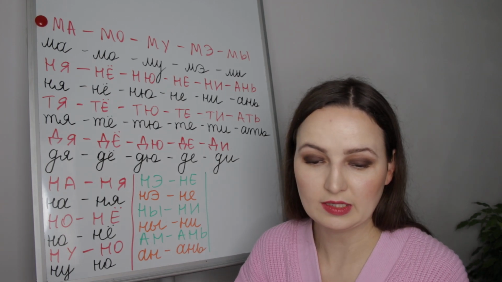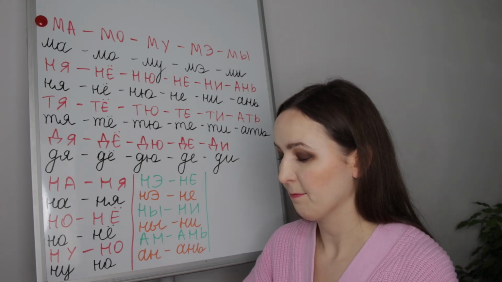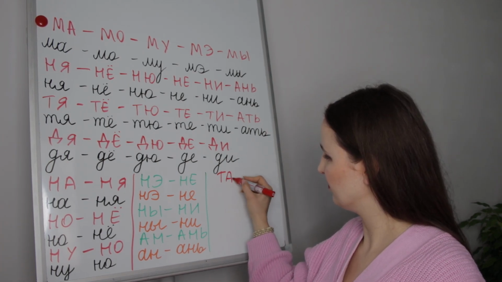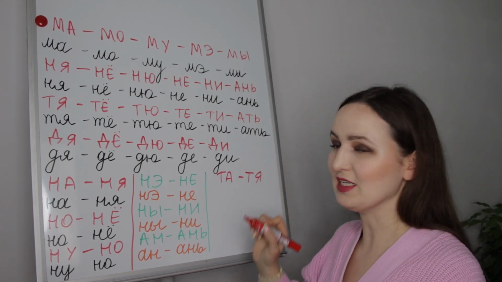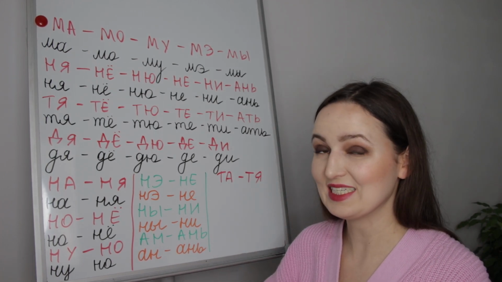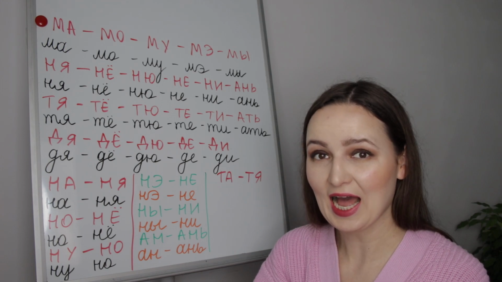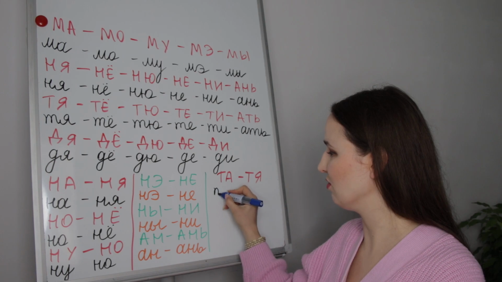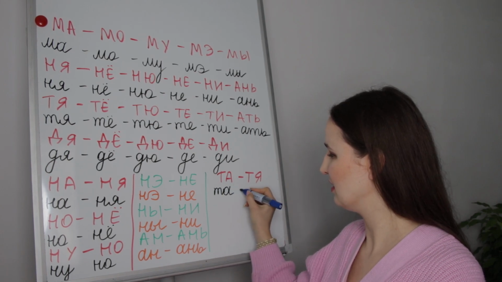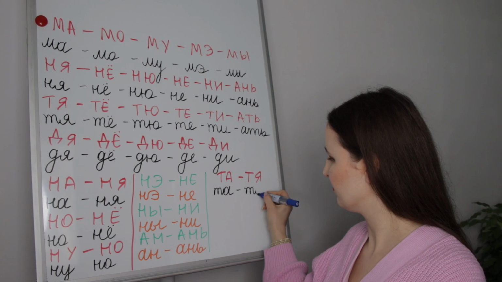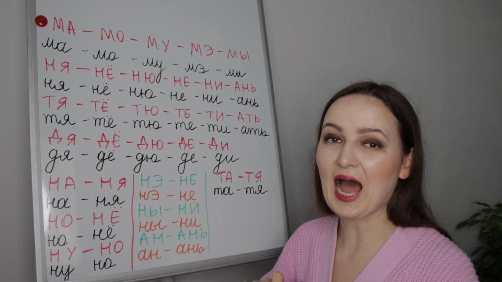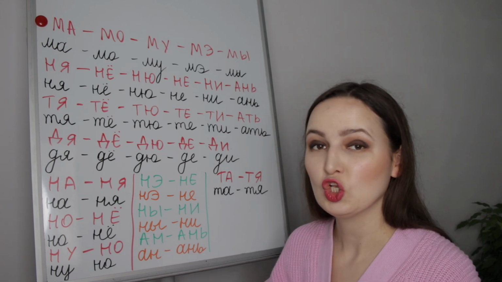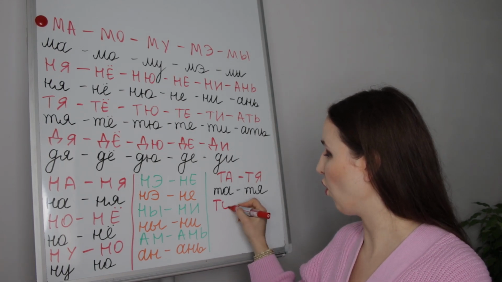The next syllable is та, тя. Let's hear the difference. Та, тя. Хорошо. Давайте напишем. Let's write it down. Та, тя.